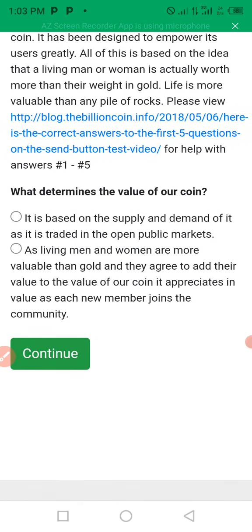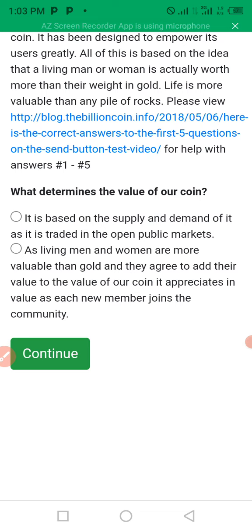So now question number 1. With all that you've read and gone through at the top, what determines the value of our coin? What is the thing that determines the value of our coin? Before you click at all, make sure you read well because you cannot take this test twice.